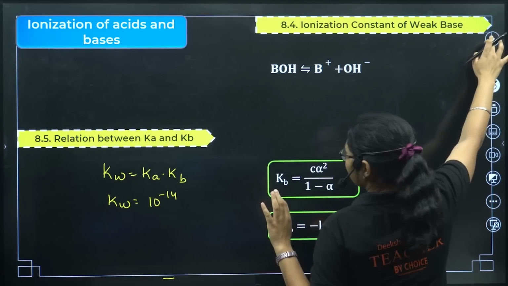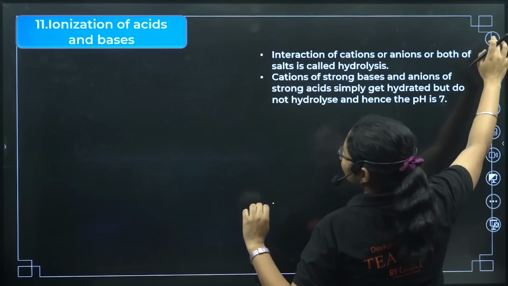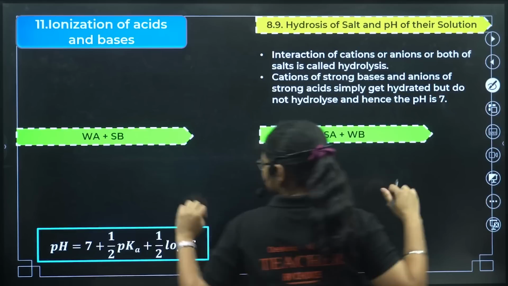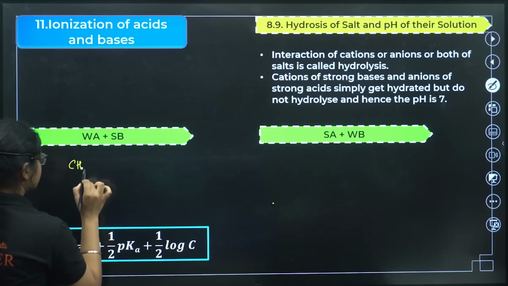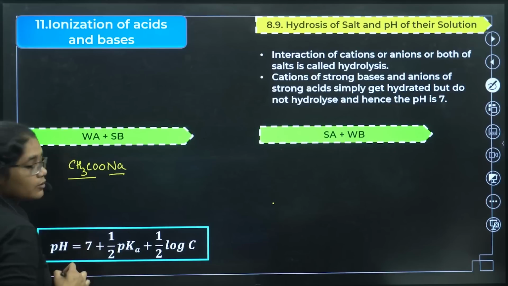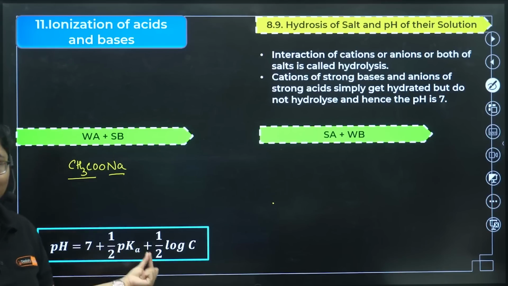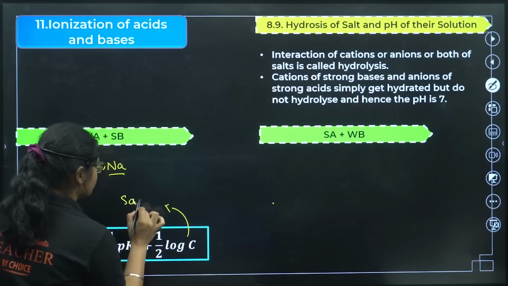Next, we'll talk about salt hydrolysis. For a weak acid and strong base salt, for example CH3COONa, the pH of that type of salt is 7 plus half pKa plus half log C, and here this C is the concentration of the salt.